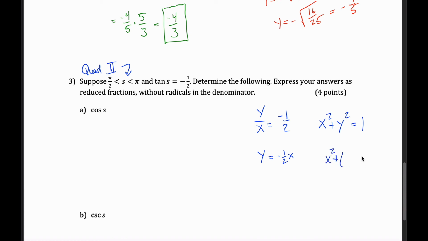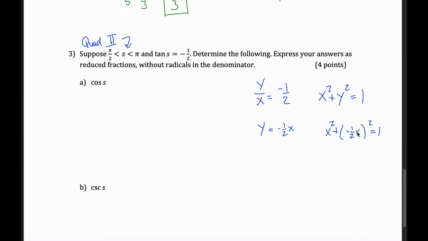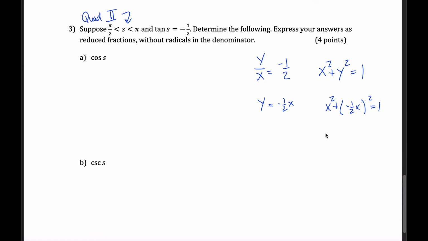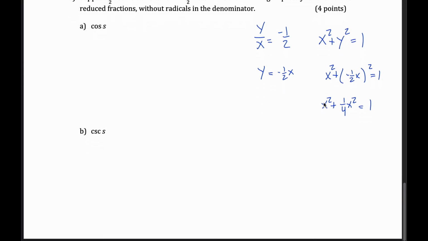So I got x squared plus, and then instead of writing y squared, I will write negative 1/2 x squared. And that's equal to 1. Now I have an equation that only involves the letter x, so I can solve for x. I got x squared plus, if I square negative 1/2, I get positive 1/4. And if I square x, I get x squared. And that sum is equal to 1. Thinking about this x squared as 4/4 plus 1 more fourth, I get 5/4 x squared that's equal to 1. And so if I multiply both sides by 4 and divide by 5, I get x squared is equal to 4/5. So I can solve for x by taking the square root of both sides of the equation.